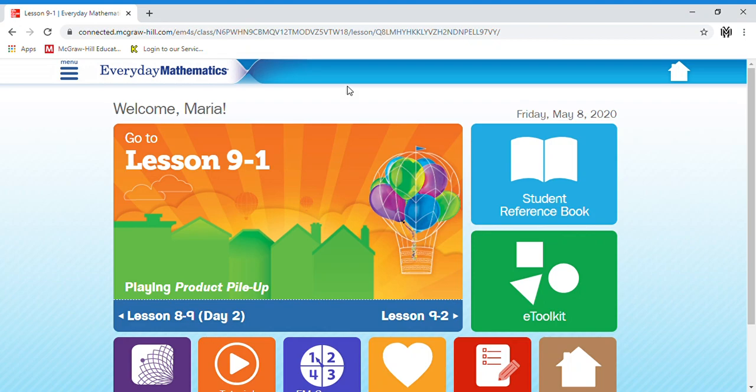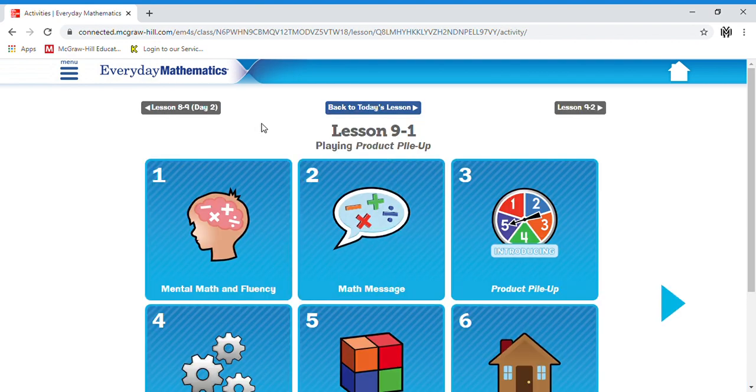Hi boys and girls. Today we are going to look at lesson 9.1, playing product pileup. So when we get to this screen, we're going to click inside the lesson. The first thing we can look at is mental math and fluency in box number 1.